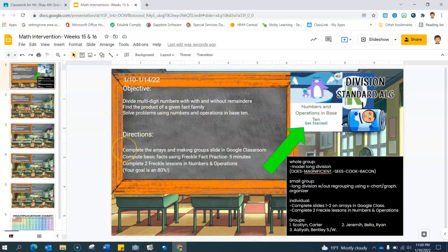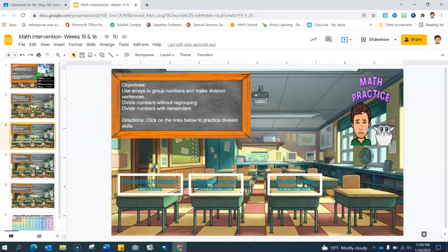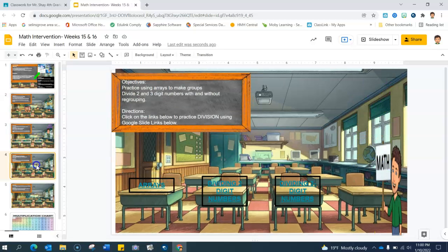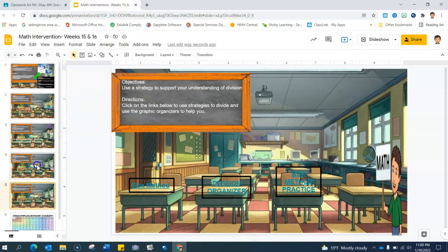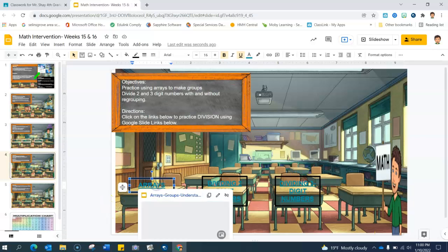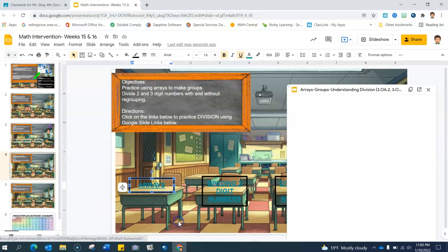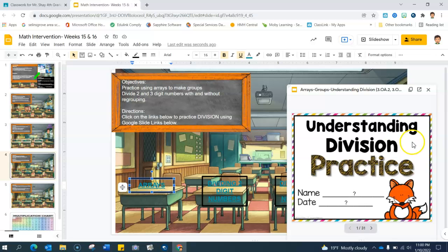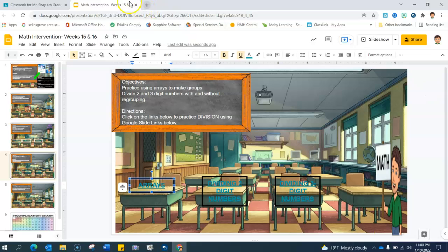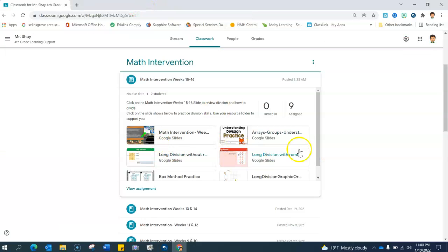So the first thing you're going to do is complete the arrays and making group slide in Google Classroom. Now that is in a link down here, or in here, excuse me. If I click on the arrays here, it'll take me right to it. This is the slide that I'm referring to. But if we go back out into our Google Classroom, you will see the arrays and groups, understanding division.